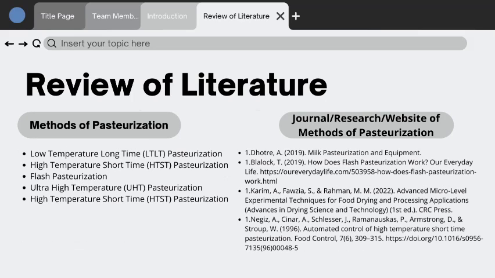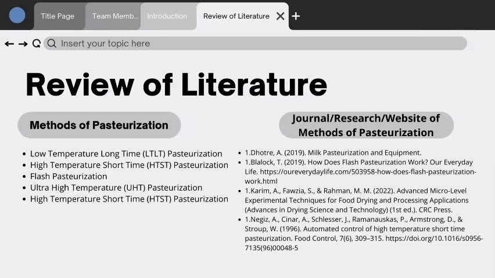Next, there are five methods to pasteurize milk from the previous research. The methods are low temperature long time pasteurization, high temperature short time pasteurization, flash pasteurization, high temperature short time pasteurization, and ultra high temperature pasteurization. These methods are from the Milk Pasteurization and Equipment book written by Dohtre in 2019.